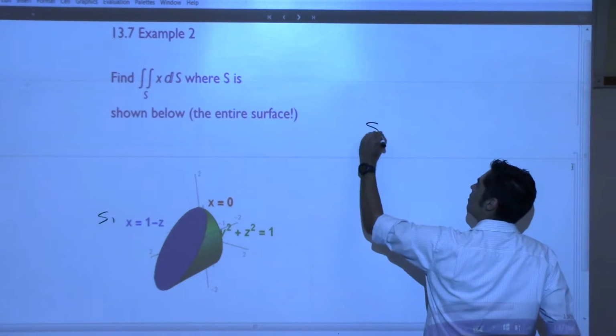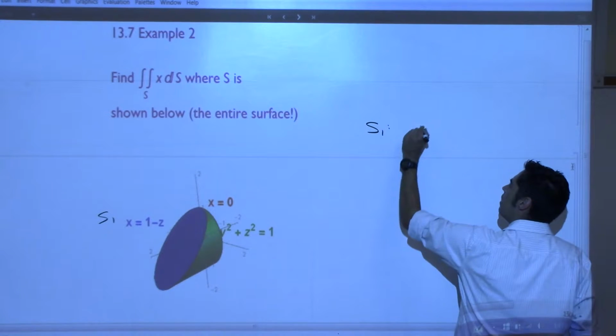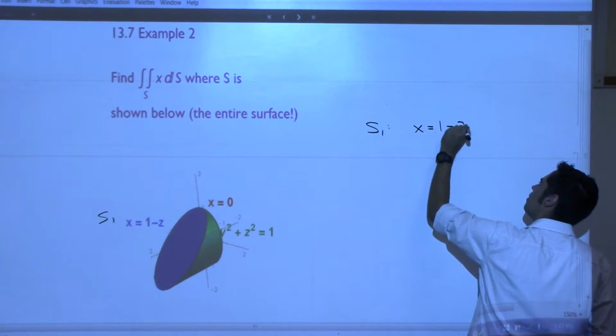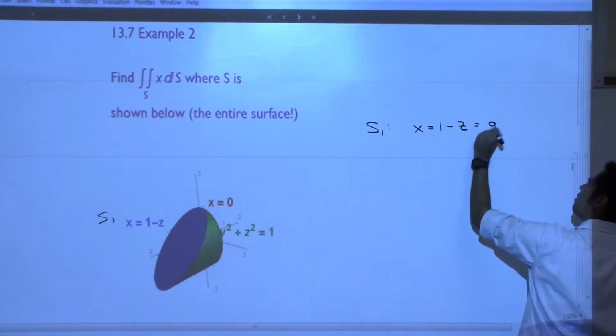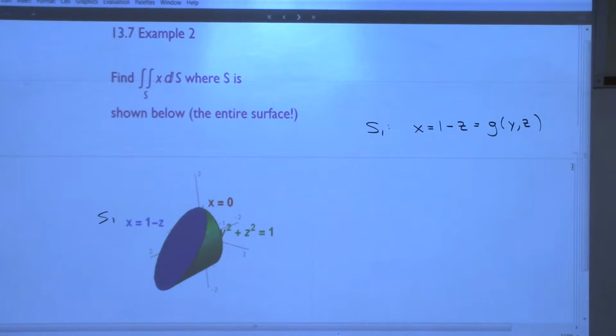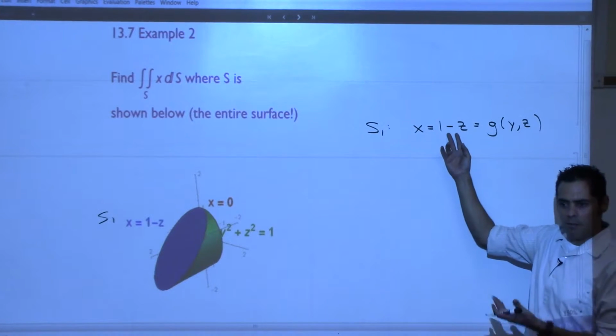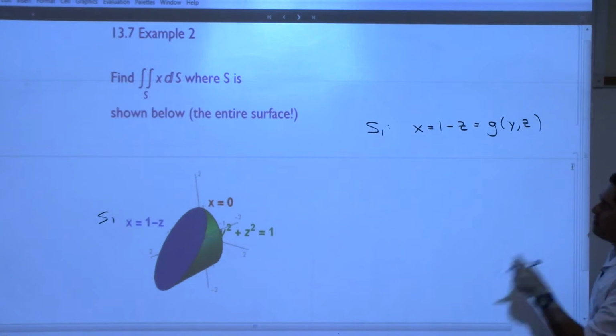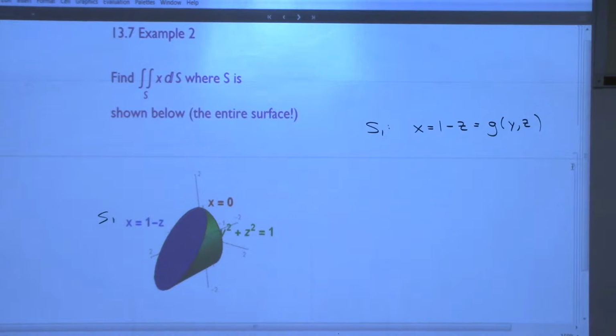S1 is actually just x equals 1 minus z, which again is a function of y and z, isn't it? X is determined by y and z. Now, it turns out that our function doesn't need y in it, right? Y is not in there. But x is determined by z for sure.